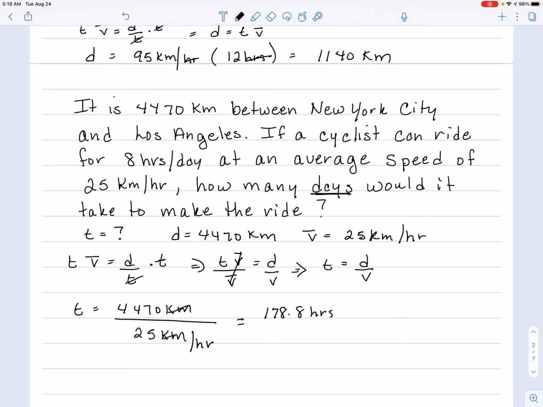So I need to convert these hours into days. And you're told that the cyclist is riding for 8 hours per day. So in one day, the cyclist rides 8 hours. Hours are going to cancel, so it will take him 22.4 days to complete the ride. Okay, this is going to end Chapter 2, Part 2.